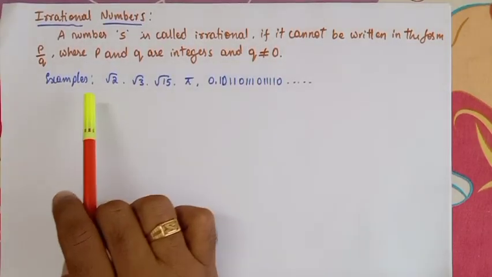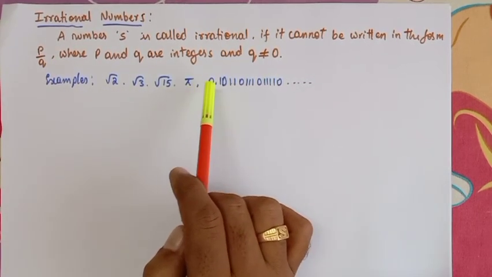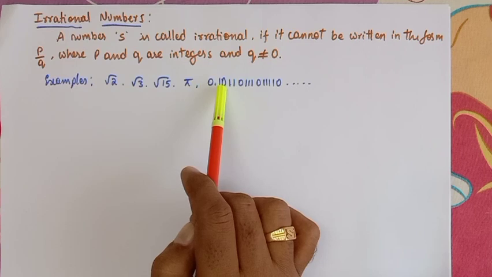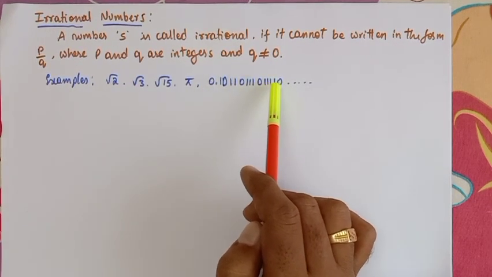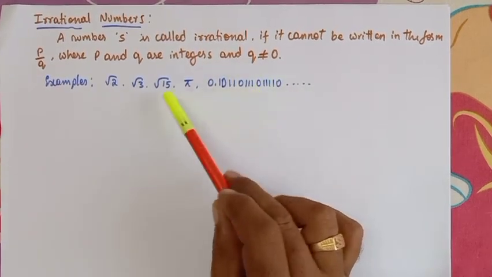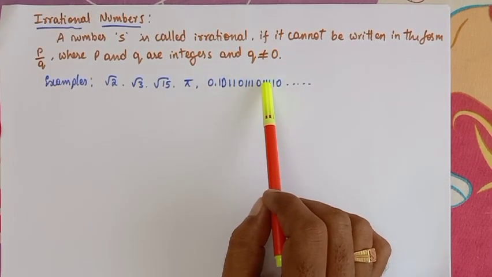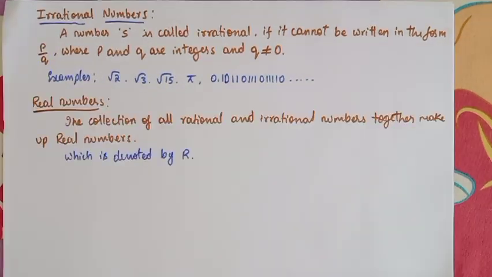Examples of irrational numbers are root 2, root 3, root 15, pi, 0.10110111011110, etc. You can understand these are irrational numbers. These numbers cannot be expressed in the form of p by q.